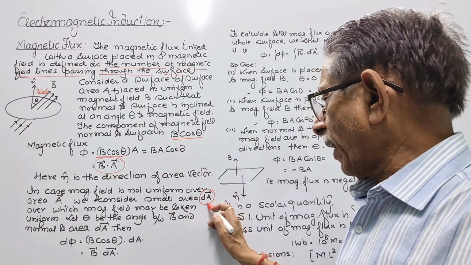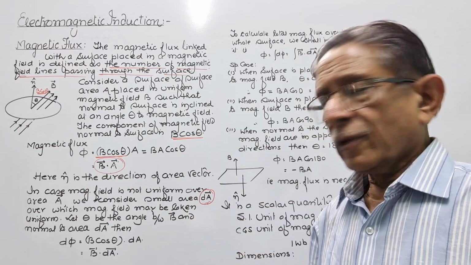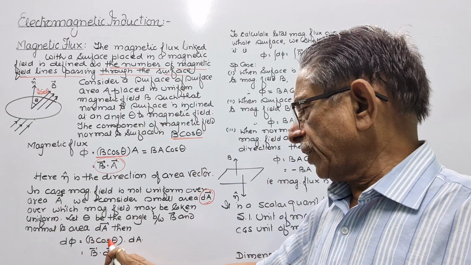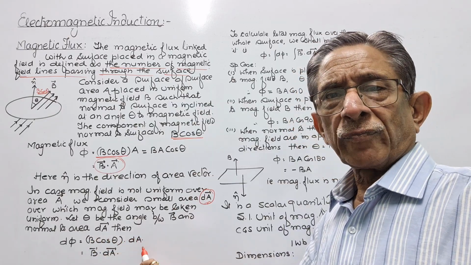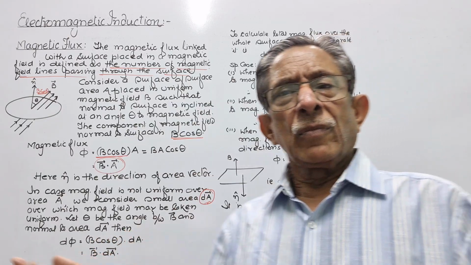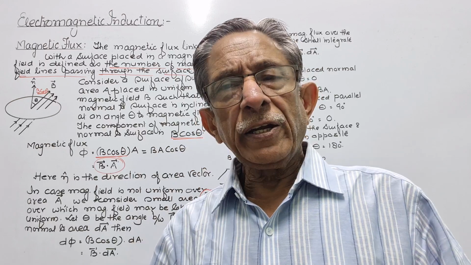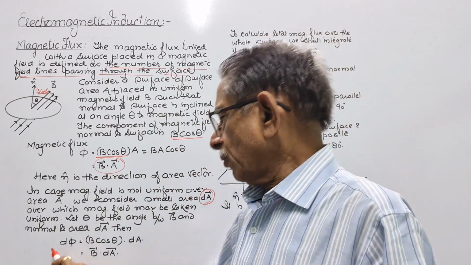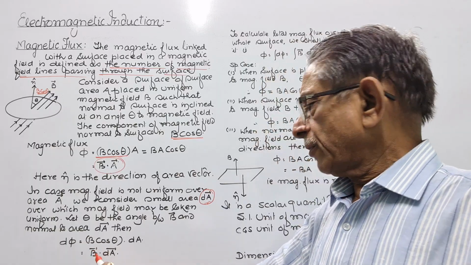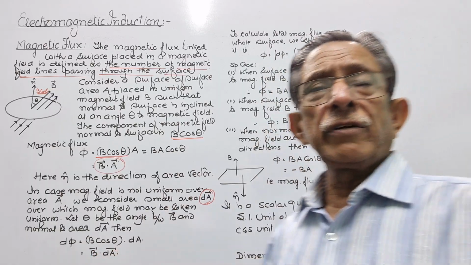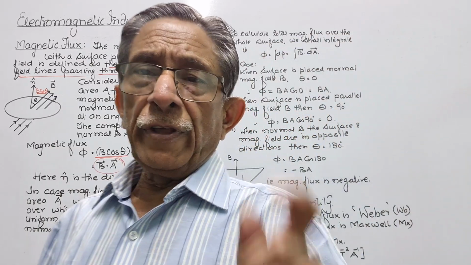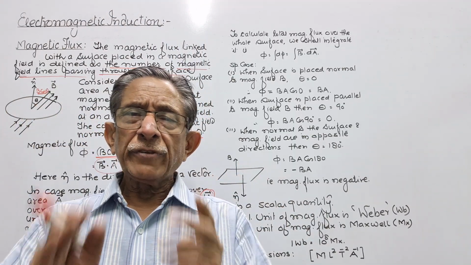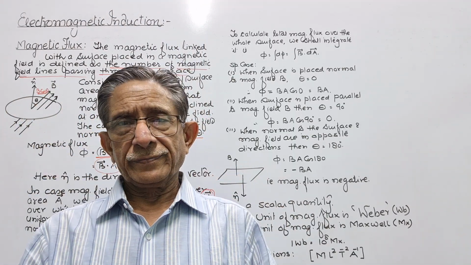So magnetic flux passing through this area will be given by d phi is equal to B cos theta into dA. Again, what is theta? Same, the angle between magnetic field and area vector. Therefore, d phi is equal to, students, B vector dot dA vector. So in this way, we have calculated the magnetic flux passing through a small area.